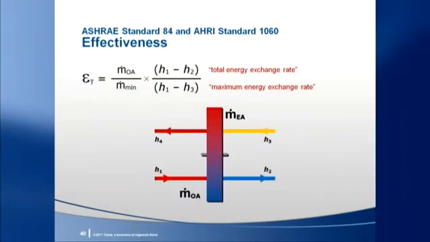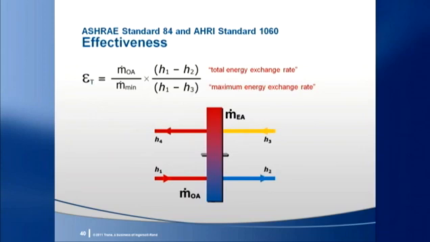Be careful here. This definition is different than how AHRI Standard 1060 defines the term effectiveness. Here is the equation used by Standard 1060 to certify the performance of energy recovery devices such as wheels. Note that m dot outside air is the mass flow rate of the outdoor air, and m dot min is the lesser of the outdoor air or exhaust mass flows.